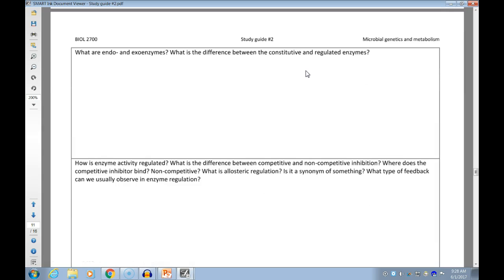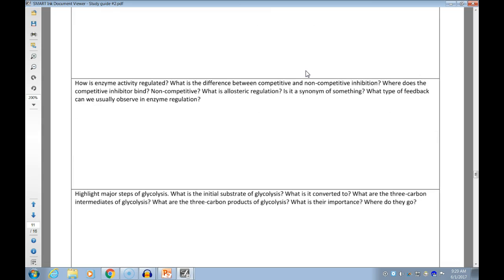Exoenzymes. Location. Remember we discussed that exoenzymes are frequently the virulence factors because they may damage the tissues. Exo, outside, right? Regulation of enzyme activity. Inhibition, competitive, non-competitive. Allosteric activation. Remember that non-competitive inhibition and allosteric inhibition are practically synonyms, yes. Feedback, negative feedback. We can observe negative feedback. Where do the inhibitors bind? To the active site or to the regulatory site?